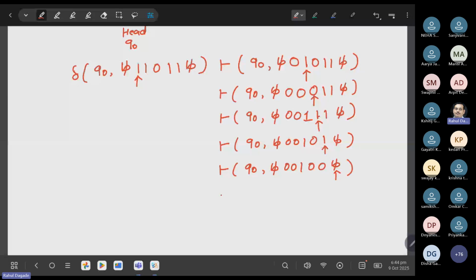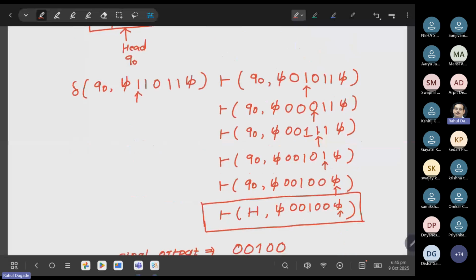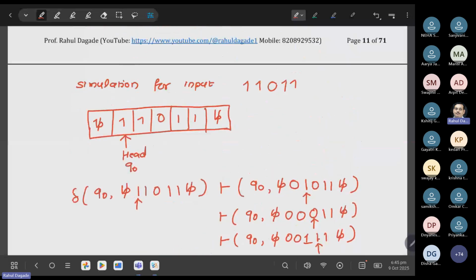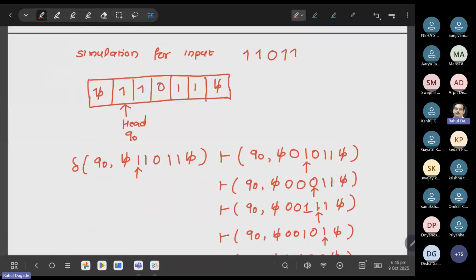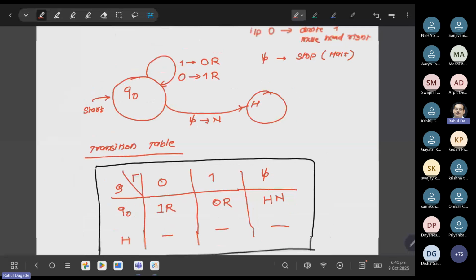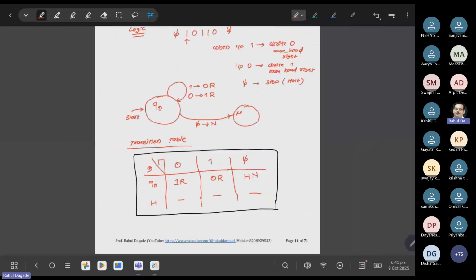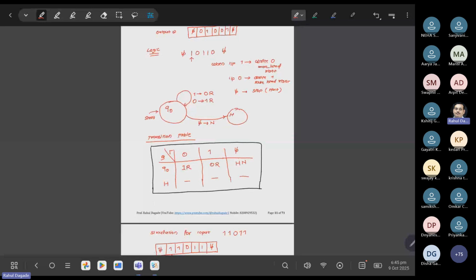So the final output for this TM is 0 0 1 0 0. So this is the output. Okay, so this is how we can design a Turing machine for 1's complement. Okay, all of you note it down. Draw the diagram properly, draw the transition table, and also show the simulation.